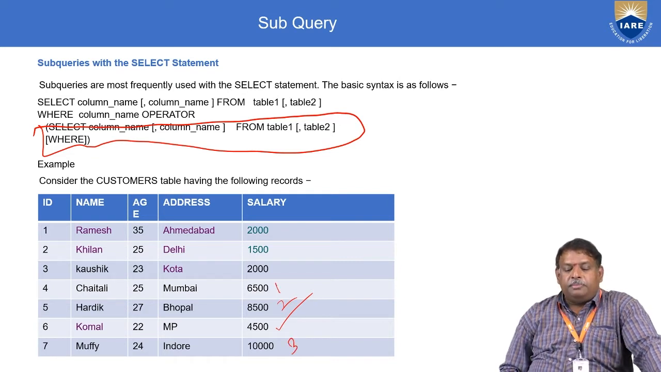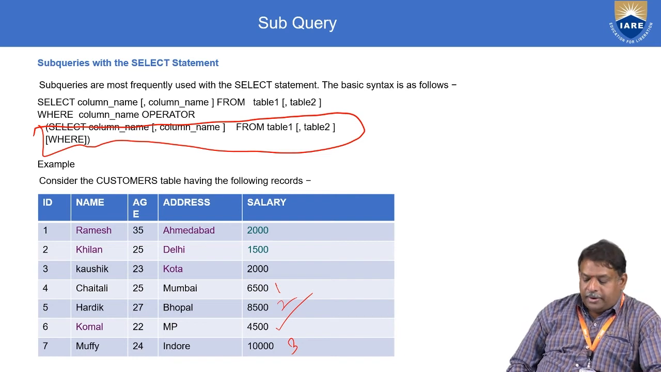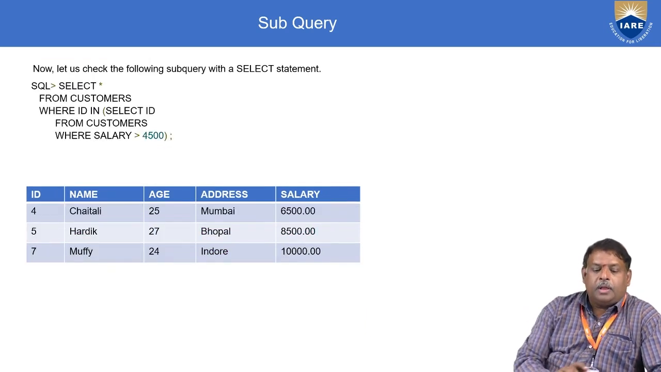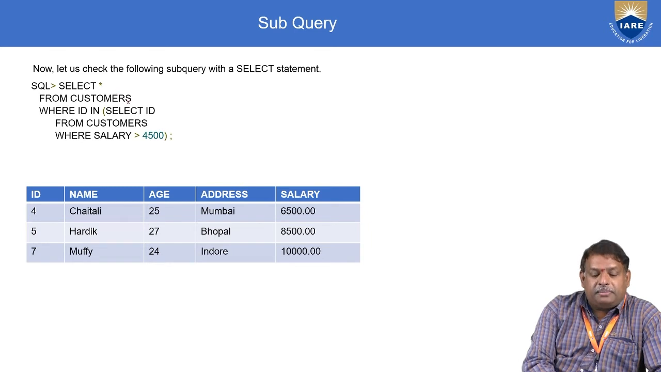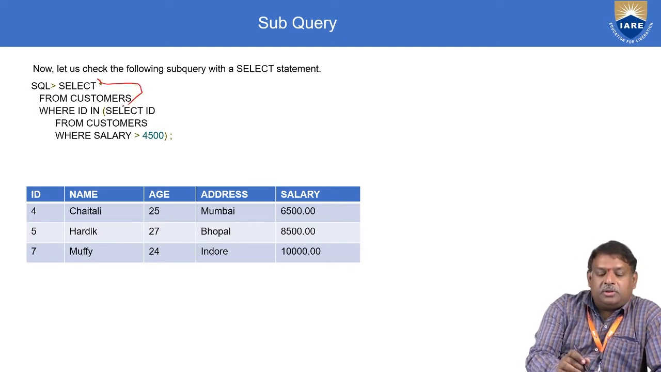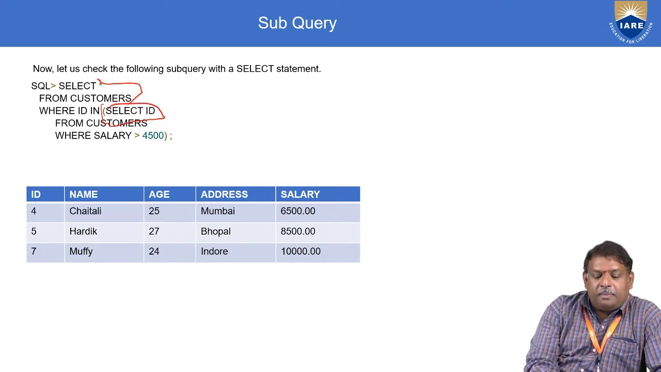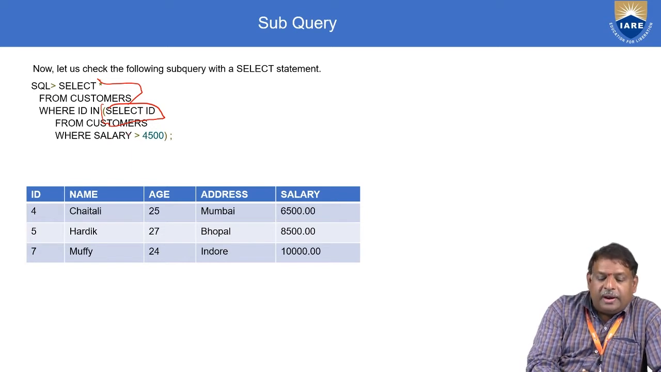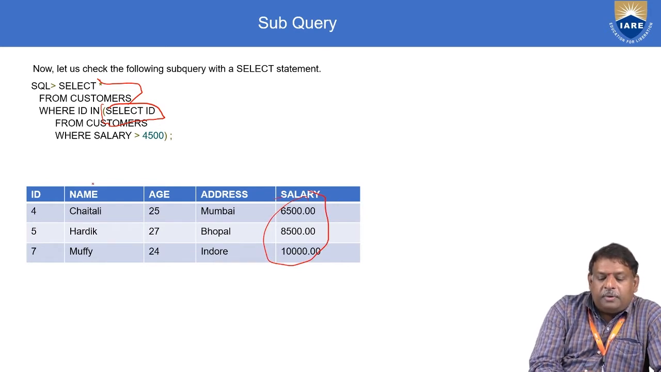Now we will write a simple query using a subquery. Select star from customers. This is the main table. Here you can use n number of columns, whereas the subquery should have only one column at most. Select ID from customers where salary is greater than 4,500. You are getting 3 records. Now here you are getting the entire data from select star from customers where ID is in the subquery result.